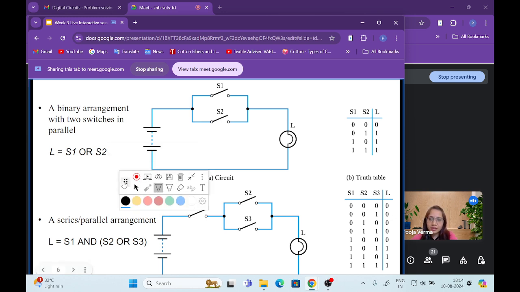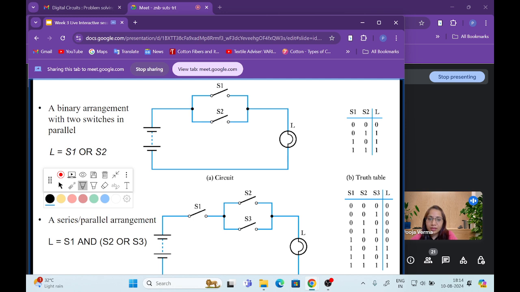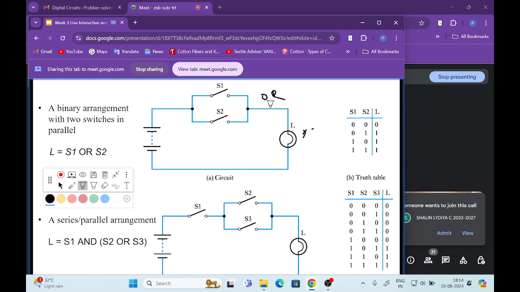It is also called series. The previous AND gate representation is also called the series representation. This is called parallel. When two switches are connected in parallel, it is called the OR representation, S1 or S2. So this is a truth table for this binary arrangement when we connect the two switches in parallel. In that case, if both switches are open, then the current will not flow. That will be off only. If any one is closed, in that case the light will light up.